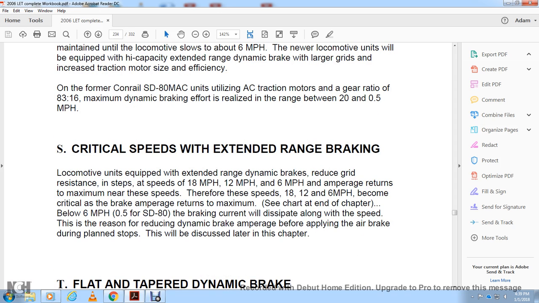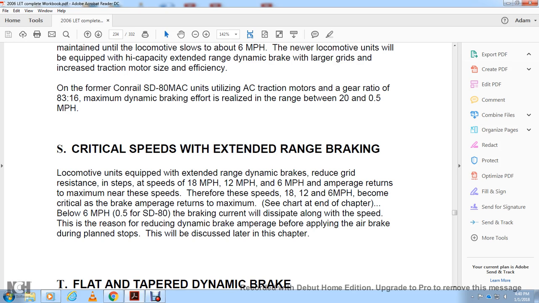Alright, critical speeds, extended range braking. Locomotive units equipped with extended range dynamic braking reduce the grid resistance in steps at speeds of 18 miles an hour, 12 miles an hour, and 6 miles an hour. Amperage returns to the maximum near those speeds. Therefore, these speeds, 18, 12, and 6 miles an hour, become critical, as the brake amperage returns to the maximum. See the chart at the end of the chapter below.